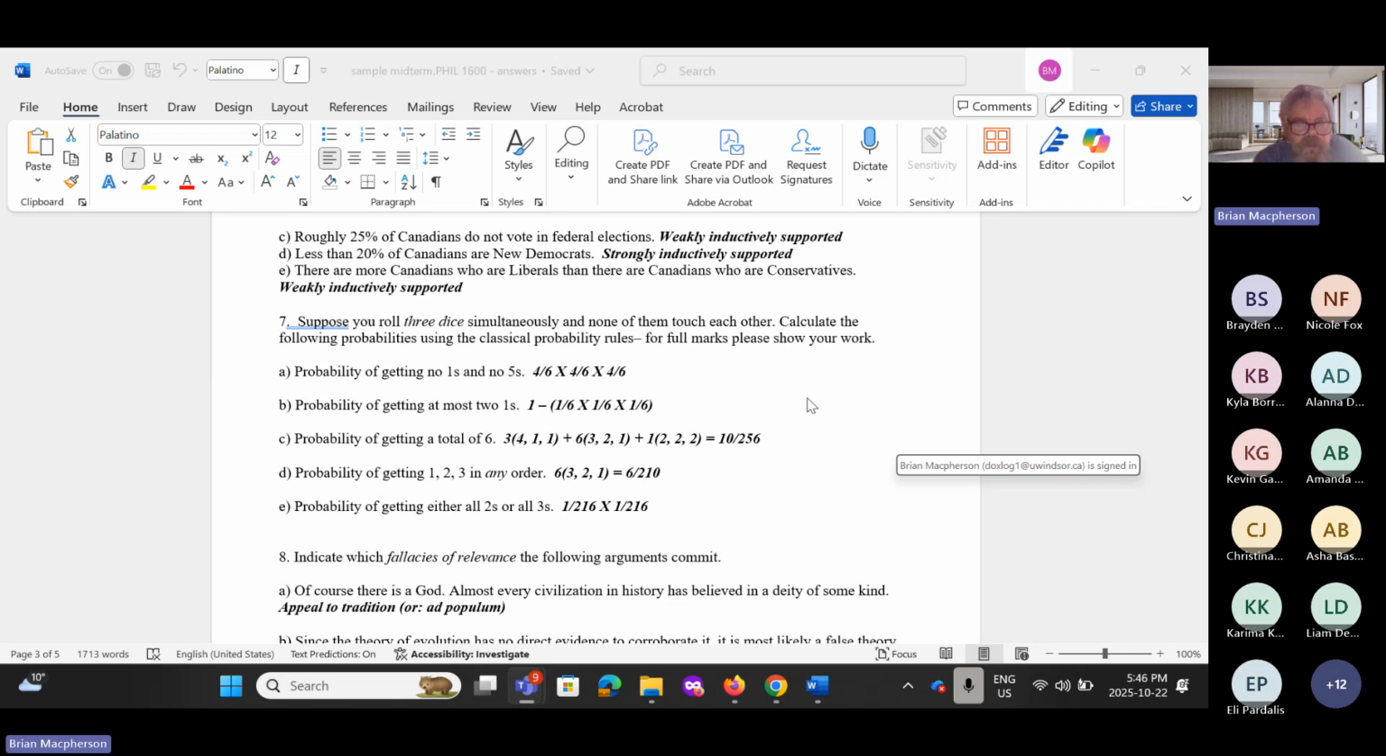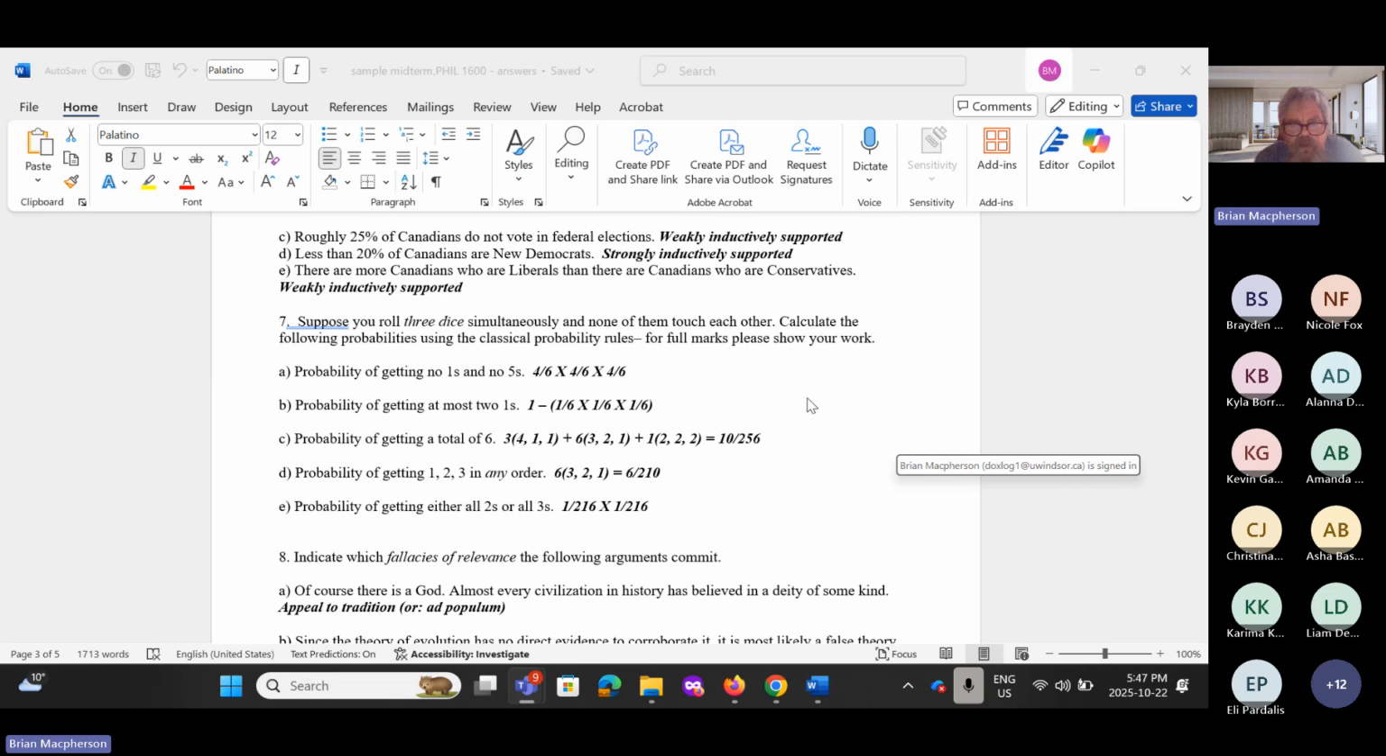Okay, what is the probability of getting a total of 6? Well, there are 3 ways of getting a total of 6 altogether, right? So I could get 4 1 1 or 1 4 1 or 1 1 4. So there are 3 ways to get 4 1 1. Or I could get 3 2 1. There's 6 ways, right? I get 1 2 3, 1 3 2, and so on and so forth. There's 6 ways to get that. Or I could get all twos, right? There's only one way to get all twos. So if you add those together, right?